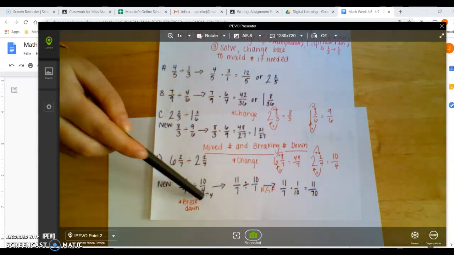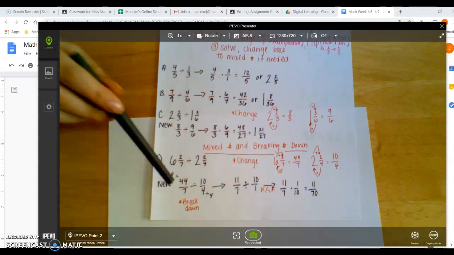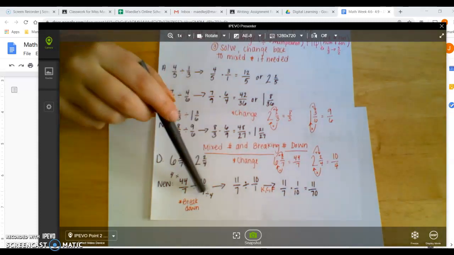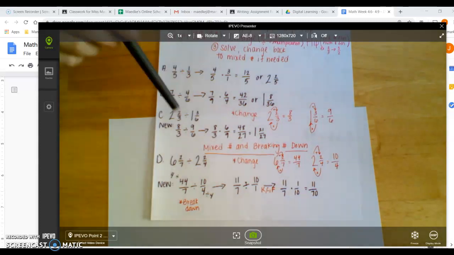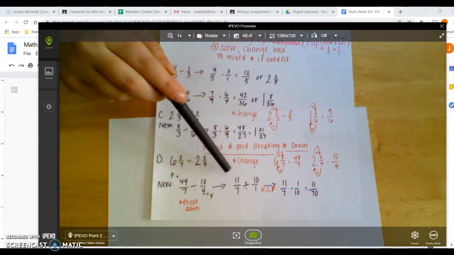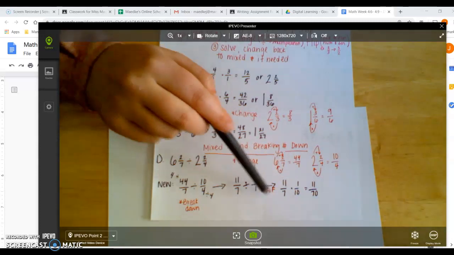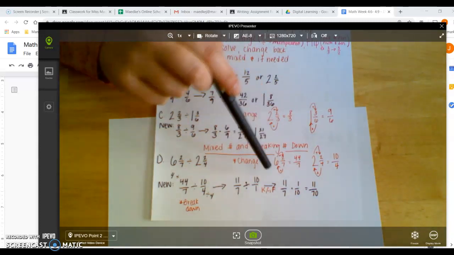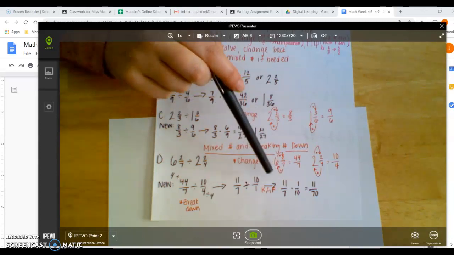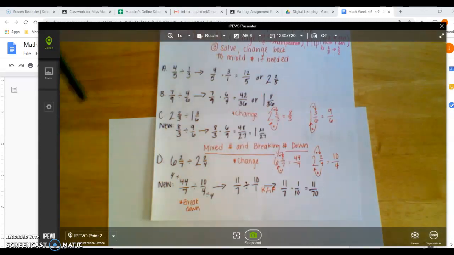We divided both of these by 4. When we divided both of those by 4, the 4 turned into a 1, and the 44 turned into an 11. Now we do our keep, change, flip to get 11/7 times 1/10. Or we get as an answer 11/70. Either way, that is correct.